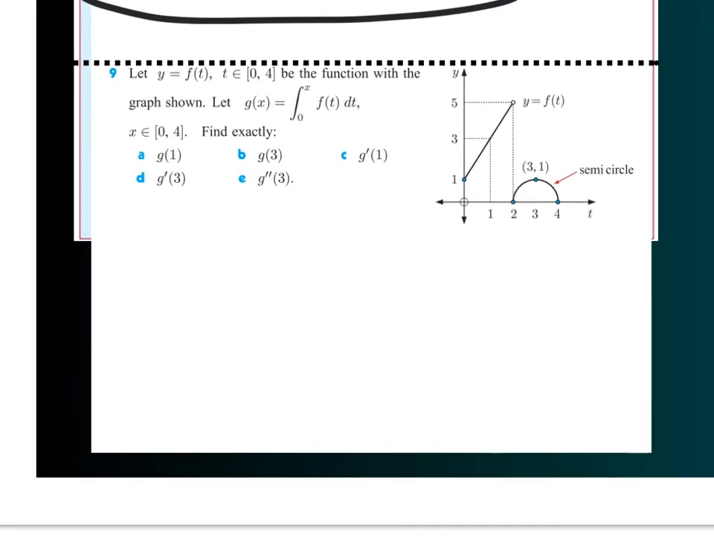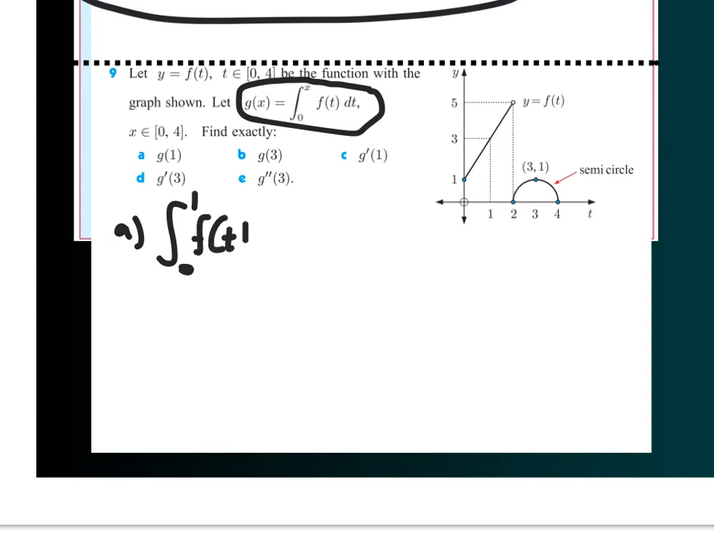All right, let's look at this problem here. Let y equal f of t. What we're going to be doing here for g of x is accumulating some area. So g of 1, what does that exactly mean? g of 1 means the integral from 0 to 1 of f of t dt. So let's go from 0 to 1. That would be this area here, which is a trapezoid.